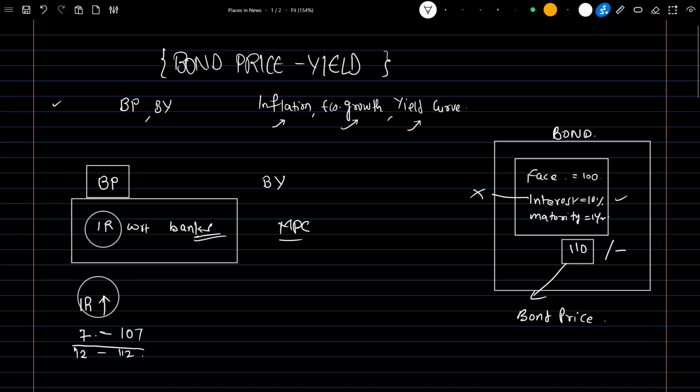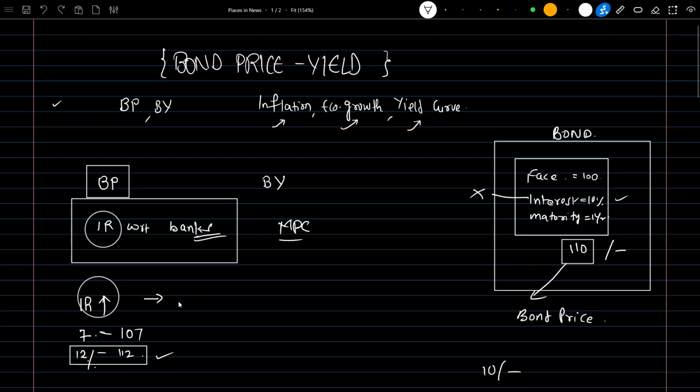I will come back to the bond here. Here the interest rate is 10. In the bond we are getting an interest rate of only 10%. Now here we are getting 12%. So I will go and invest in the bank because it is giving more interest than the bond. If interest rate is increased, then I will go and invest in the bank rather than in the bond, because the 12% interest rate I get from the bank is more than the 10% I get from the bond.